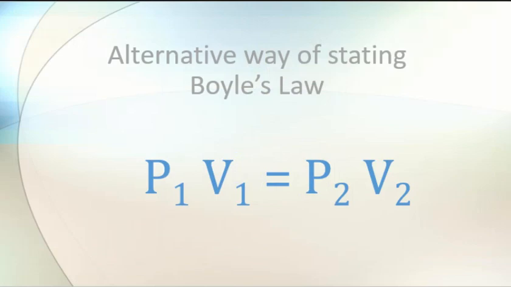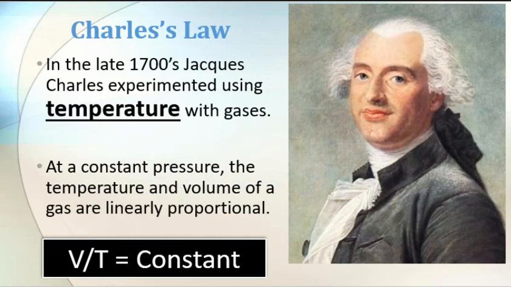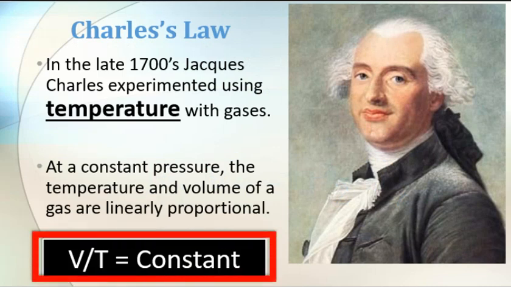So another guy comes along and says, very interesting, Dr. Boyle. His name is Jacques Charles, and he experimented using temperatures. He said, okay, you kept the temperature constant. What if I mess with the temperature? What is going to happen then? And he found out this, that volume over temperature is always constant. All right, so he found out this was linearly proportional.